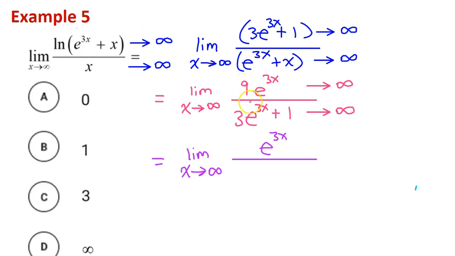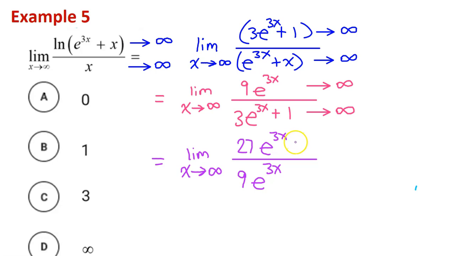The derivative of e to the 3x is e to the 3x times 3, but there's already a 9 there, so 9 times the extra 3 will be 27. Dropping to the denominator, the derivative of e to the 3x is e to the 3x times 3, but there's already a 3 there, so 3 times 3 is 9. The derivative of 1 is 0, so we have this.